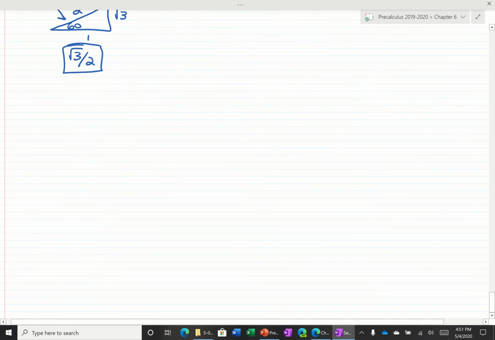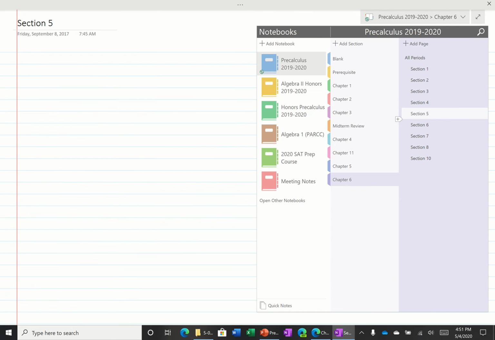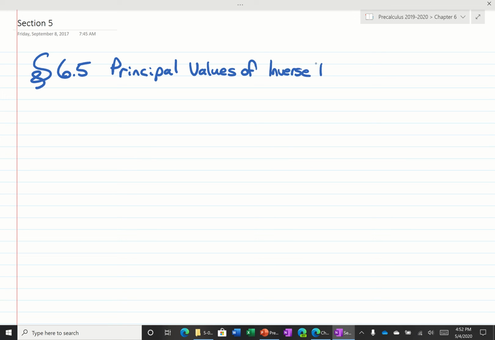Today we're going to talk about principal values of trig functions. So this is section 6.5, and it's called principal values of inverse trig functions.